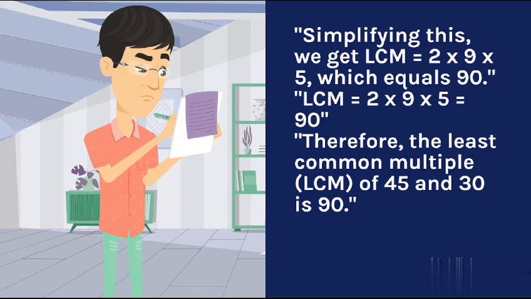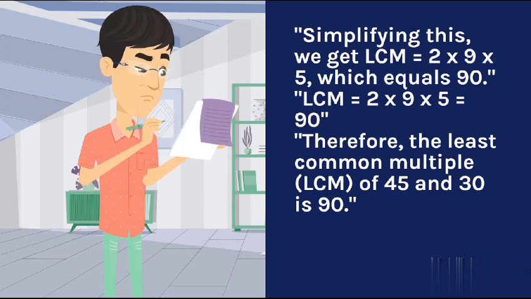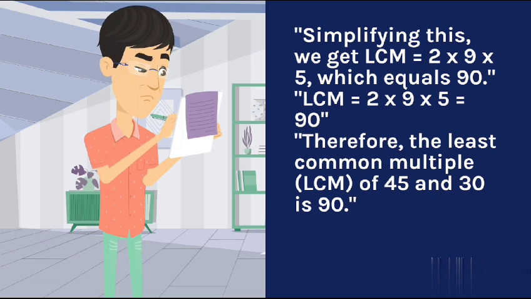Simplifying this, we get LCM equals 2 × 9 × 5, which equals 90. Therefore, the least common multiple, LCM, of 45 and 30 is 90.